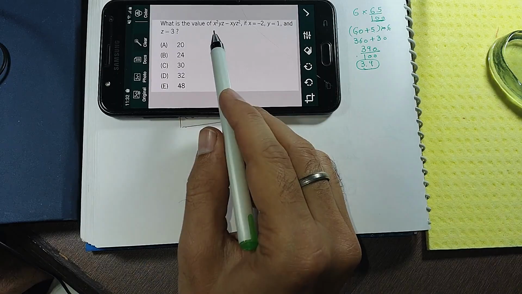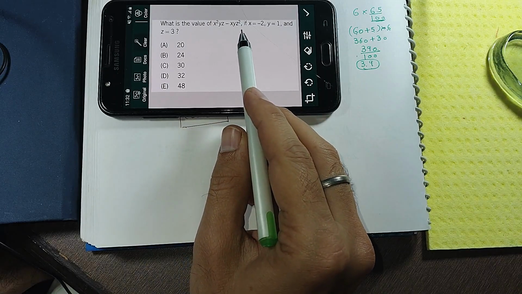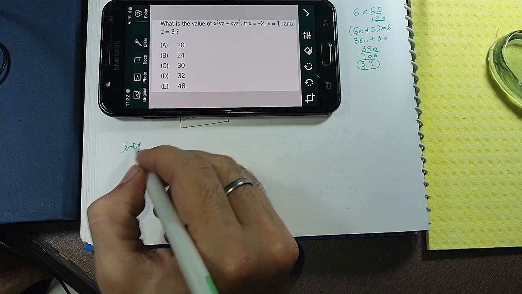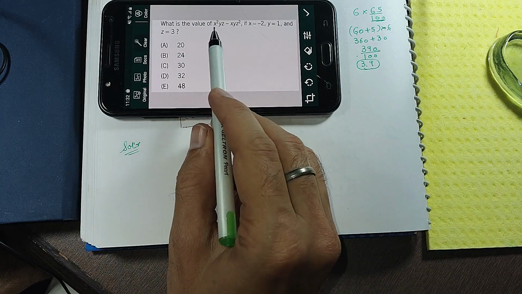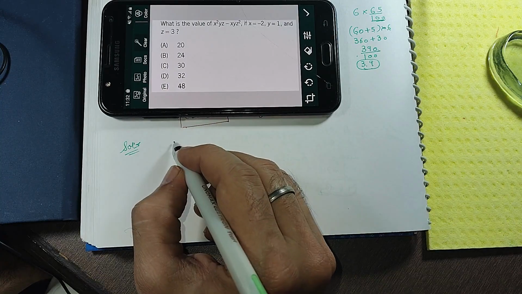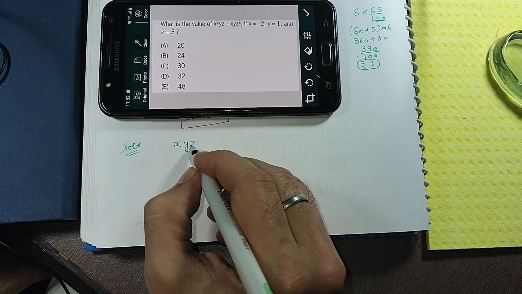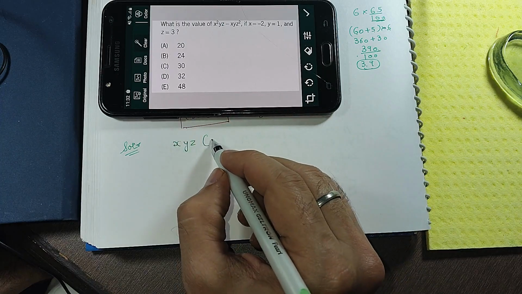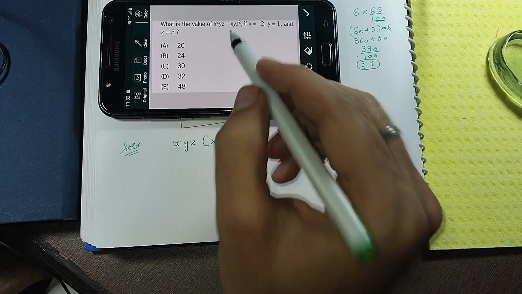What is the value of x square yz minus xyz square if x is equal to minus 2, y is equal to 1 and z is equal to 3? So how will you approach this question? See, x, y, z are common in both the expressions. So we'll take xyz as common. Here it is x square, yz is with the single power. So we'll have x over here minus z.